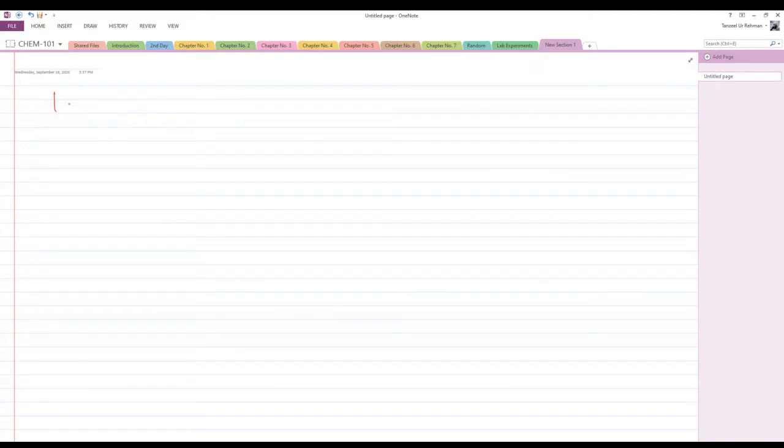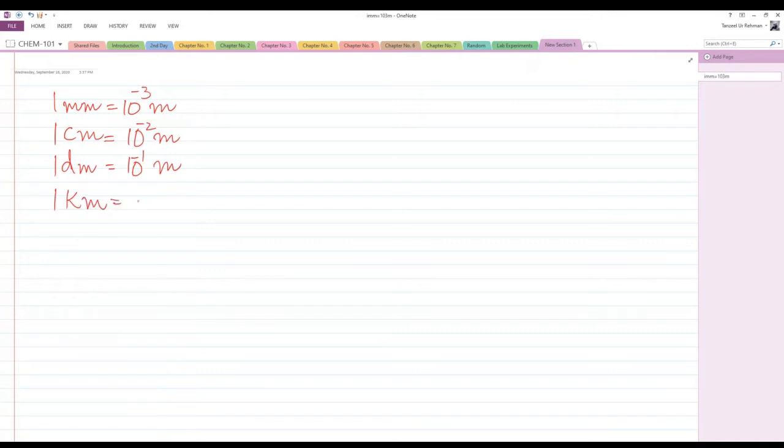We have studied 1 millimeter, I will write it again: 10 to the raised power minus 3 meter. 1 centimeter is equal to 10 to the raised power minus 2 meter. Just for review, 1 decimeter is equal to 10 to the raised power minus 1 meter. 1 kilometer is 10 to the raised power 3 meter. From low to high you divide, and from high to low you multiply, and this happened in high school.